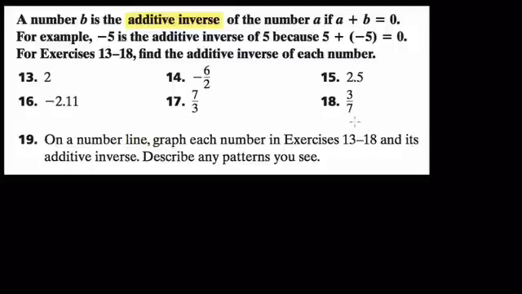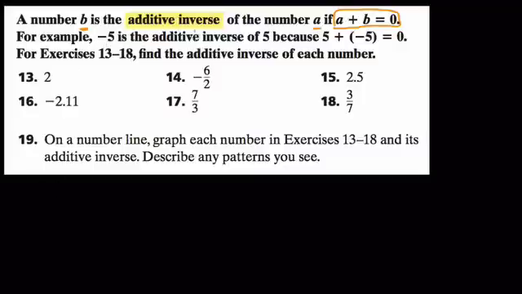Alright, in this problem we're dealing with additive inverses, and that just means, and they say it here, number b is the additive inverse of the number a if what? Well, if a plus b equals 0. So here, two numbers are opposites if you add them and get 0. And they give you an example.